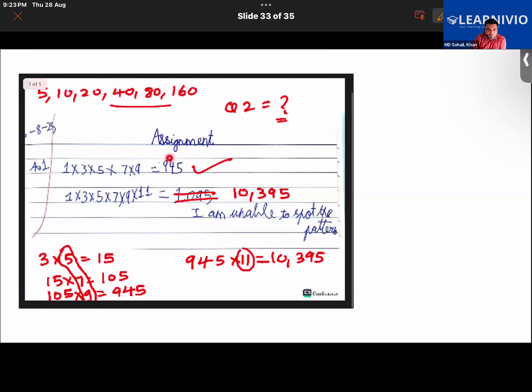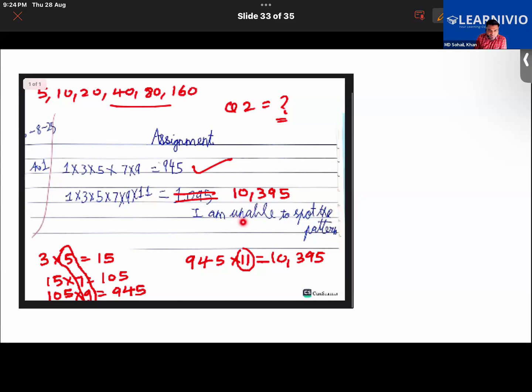Look, see, in this assignment, I don't have the question here, but anyway, see, 1 into 3 into 5 into 7 into 9, that you have written 945. The sequence started from here, right? 3 times 5 equals 15. 15 times 7, 105. 105 times 9, that is 945. So next, we had to multiply 945 by another consecutive odd number after 9, that is 11, which you have written here. Correct. But you will be getting 10,395 now.